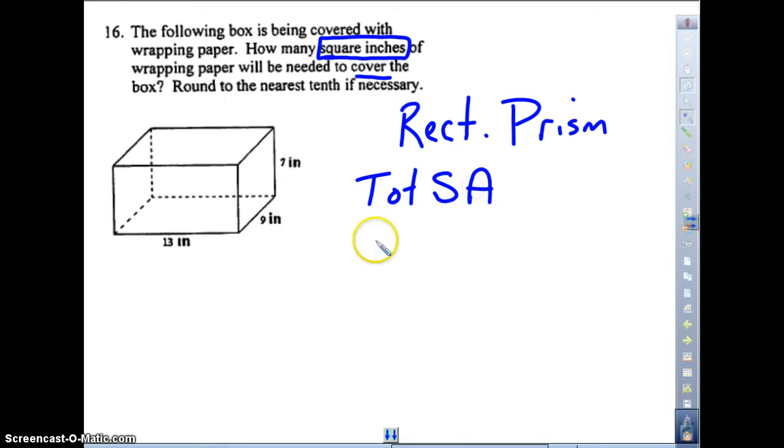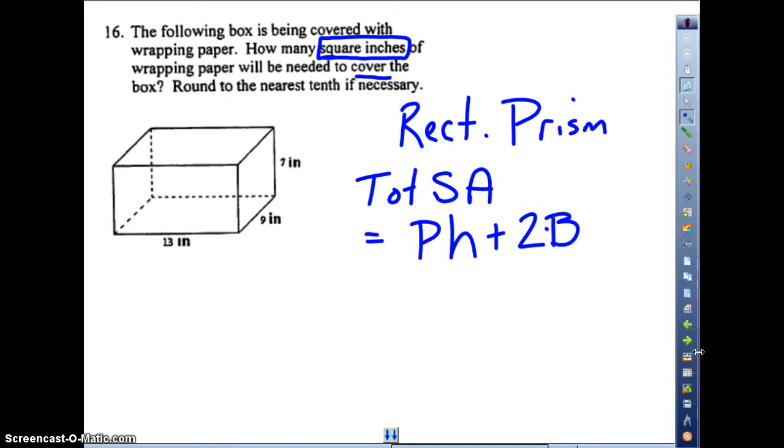So if I look at my formula chart, it says this. Perimeter of the base times the height plus two bases. If you want to do that, that's fine. I know some people like to just go ahead and calculate the area of each of the six rectangles and add those all up. You can do that also, whichever way you want to do it. Maybe we should practice with the formula, because when you guys get to the STAR test, I'm thinking you might forget. Well, it's just the area of all the rectangles added up.